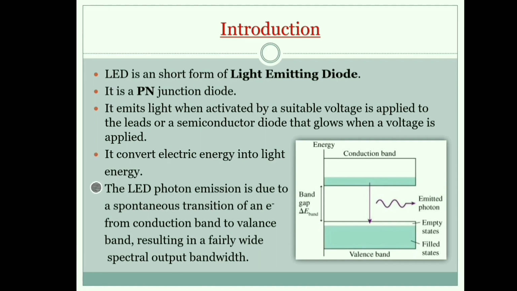The LED photon emission is due to the spontaneous transition of the electron from the conduction band to the valence band, resulting in a fairly wide spectral output bandwidth. As you can see here in the diagram, an emitted photon. This is happening by the transition of the electrons from the conduction band to the valence band. The electrons are losing energy, they are releasing energy in the form of light. Light is obviously a form of photon, that is h mu. This is very basic how we get light from a semiconductor.